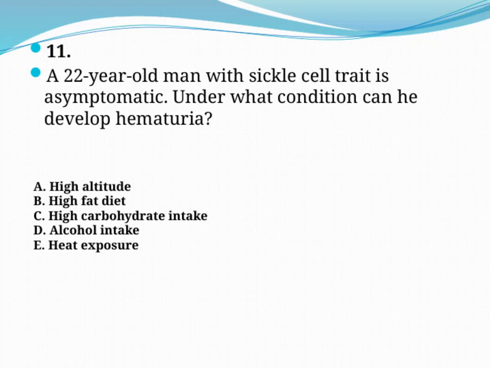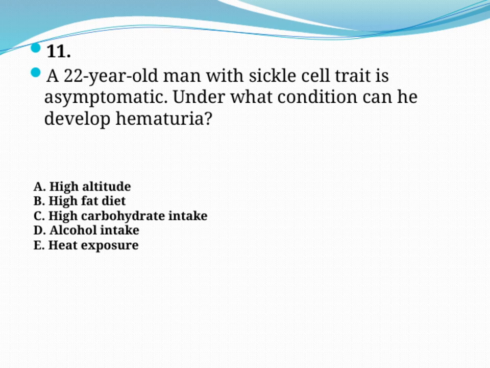Let's discuss the factors that can trigger hematuria in a person with sickle cell trait. First, high altitude can be a problem because the lower oxygen levels cause more sickling of the red blood cells, which can damage the small blood vessels in the kidneys. Next, a high-fat diet can increase the workload on the kidneys and potentially lead to stress on the renal vasculature. Third, high carbohydrate intake, especially in the context of metabolic changes, might influence blood viscosity and sickling tendencies.